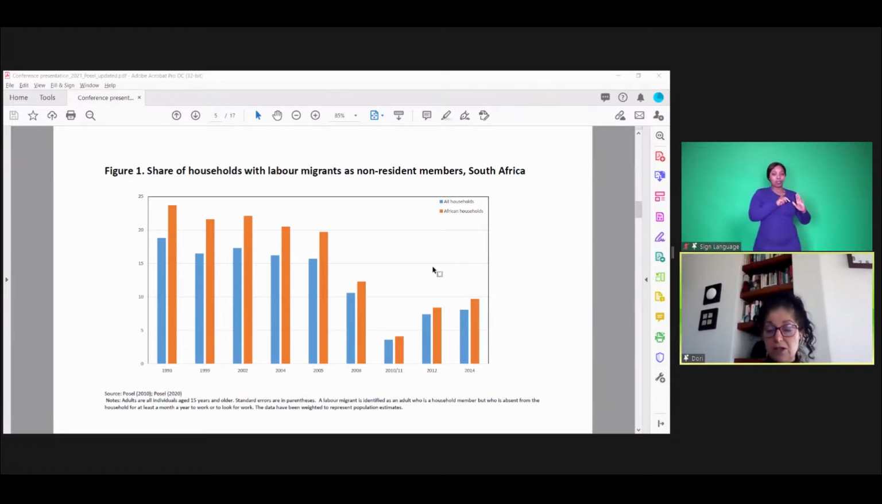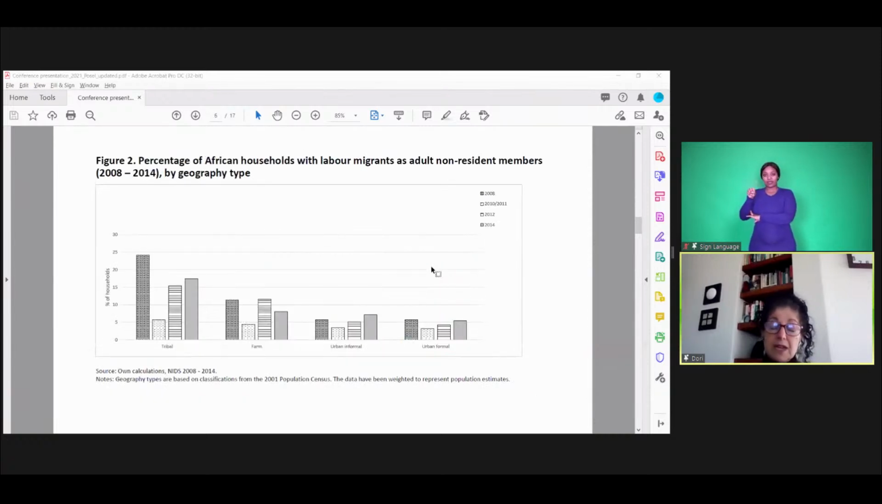and again in 2014. When we look at within NIDS at African households specifically according to geographical location, you can see that the majority of households with labor migrants are located in the so-called tribal areas, which are the former Bantustans, often very deep rural areas where there are very few employment opportunities. Labor migration declines from 2008 to 2010.